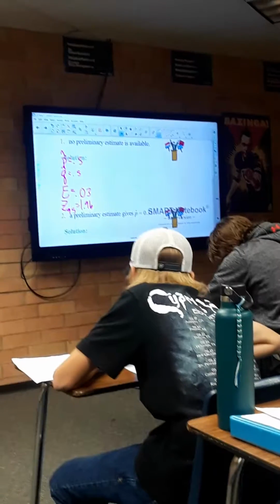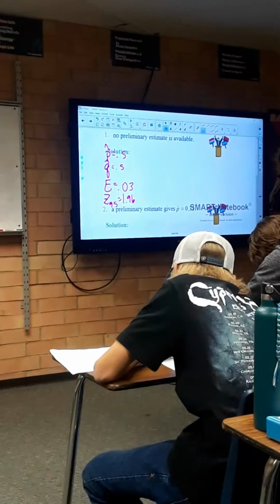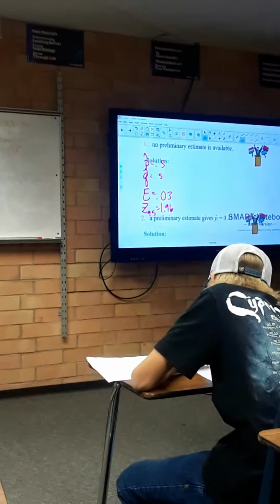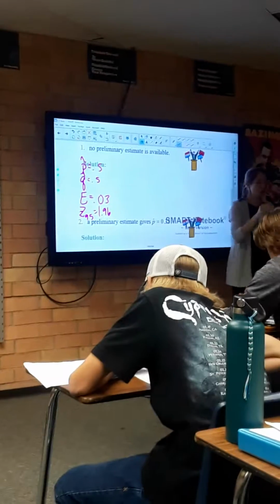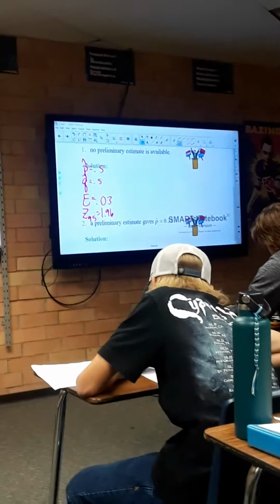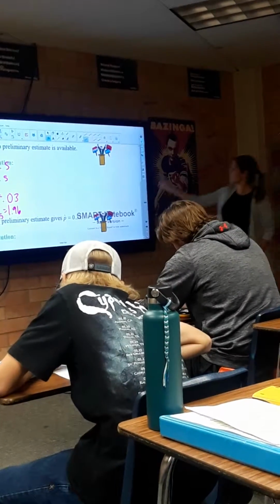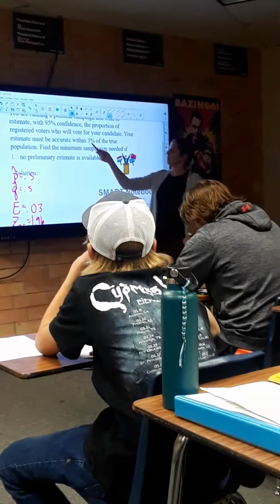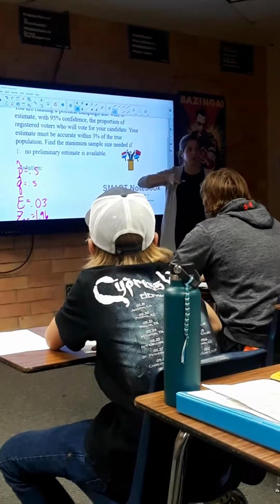Not the 0.5? Because it doesn't give you an estimate, you assume it, like I said on the previous slide. That's why she outlined something. We assume it's always a 50-50 chance if we don't know what the actual proportion is. It's a rule. How do you know that the error is 0.03? Because it says up here that it must be accurate within 3%.